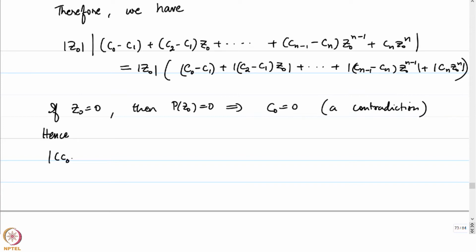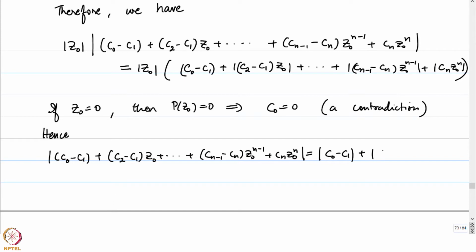the absolute value of C0 minus C1 plus the absolute value of C2 minus C1 times Z0 and so on, up to Cn minus 1 minus Cn times Z0 to the power n minus 1 plus Cn Z0 to the power n. This is equal to the absolute value of each of these terms separately. And so on. Let me not fill it up.